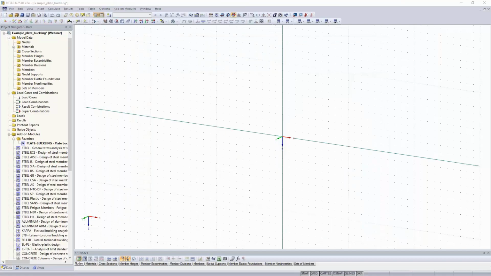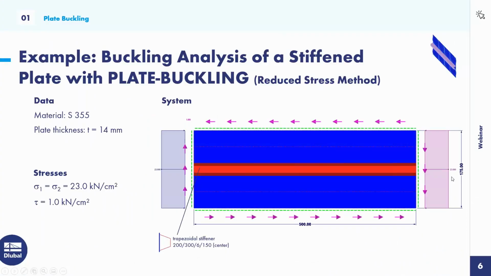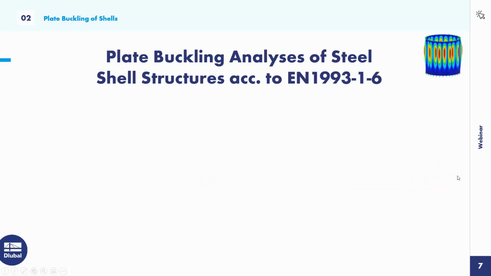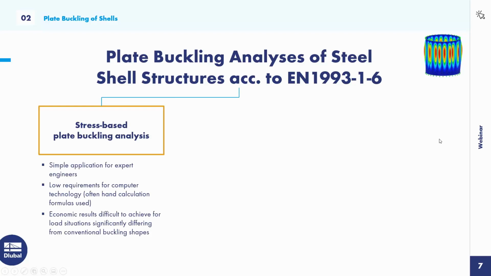I turn back to the PowerPoint and we come to the second part of today's webinar, the plate buckling analysis of steel shell structures according to Eurocode 3, part 6, where 3 methods are also integrated. First, the stress-based plate buckling analysis. It's a simple application for expert engineers.